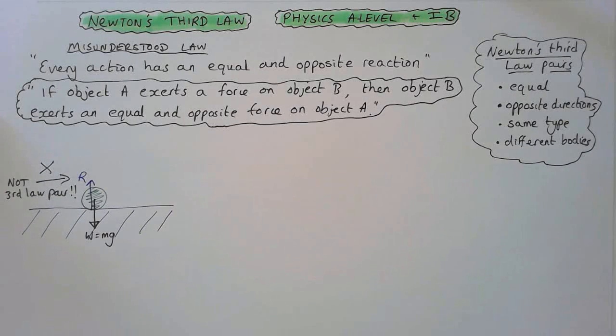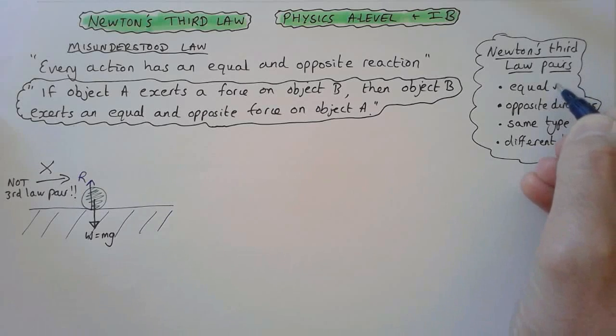Now, it's a bit confusing because the first expression of the law does say every action has an equal and opposite reaction, and that I think is one origin for this misconception, because it's called the reaction force. It's instinctive to think, yes, well that's the reaction to the weight. And even looking at Newton's third law pairs, at first it works out quite well, because they are equal in size if the ball's at rest. They are in opposite directions, aren't they? The weight is down and the reaction is upwards. But there it starts to go wrong.